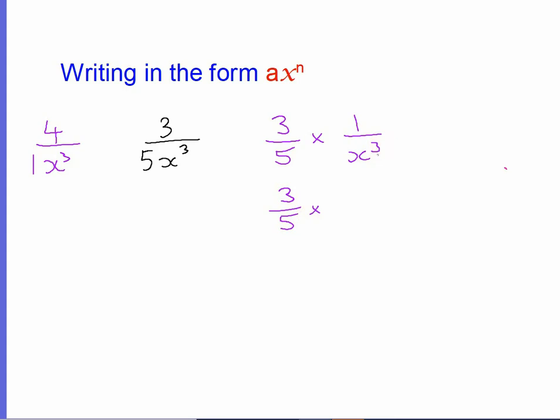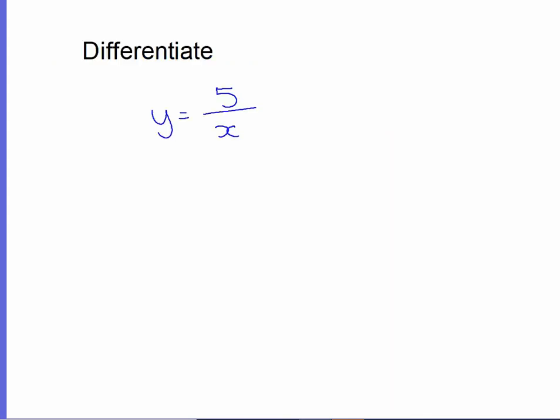So power is positive, so let's bring it to the top. The power is now negative. So it's 3 over 5 x minus 3. It is now in the form ax to the n. Okay, so now let's start differentiating these terms.